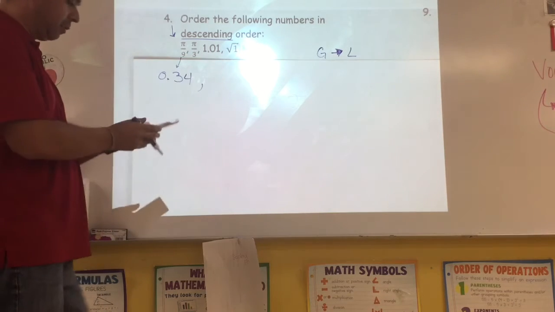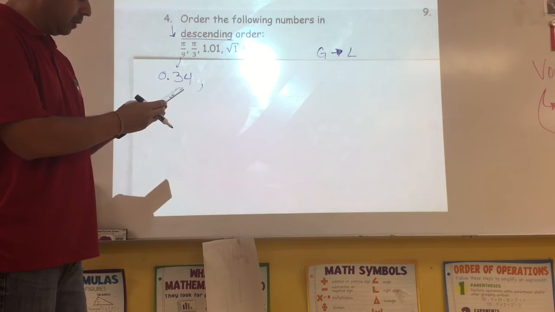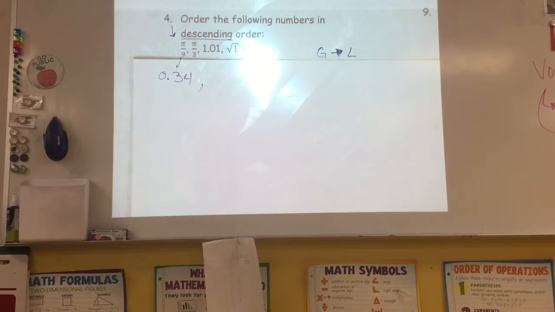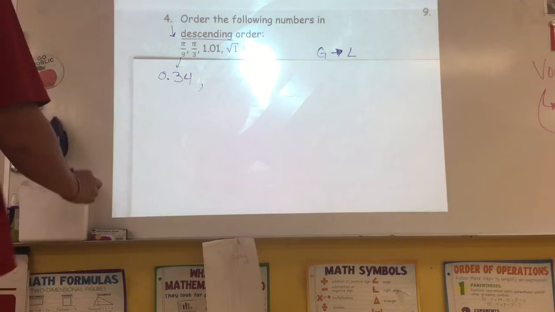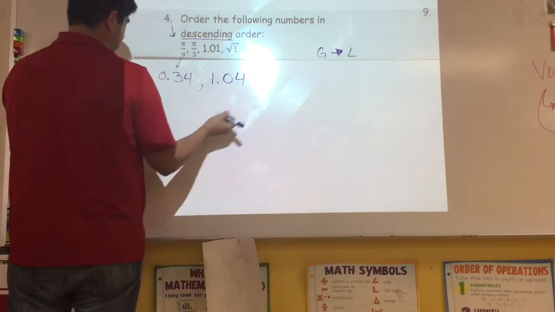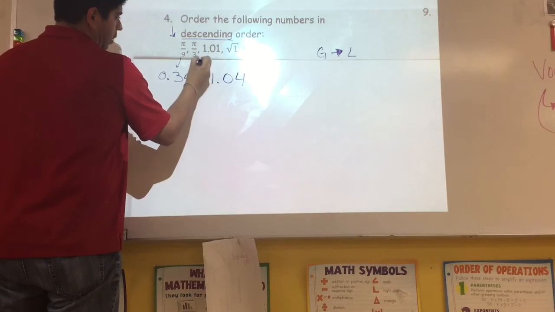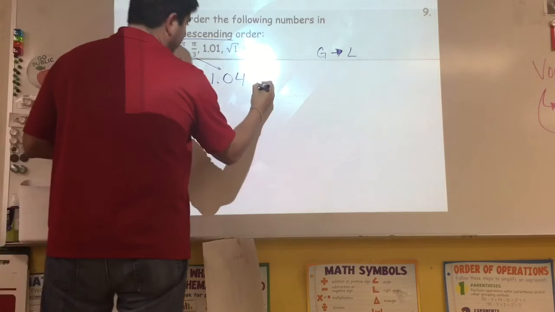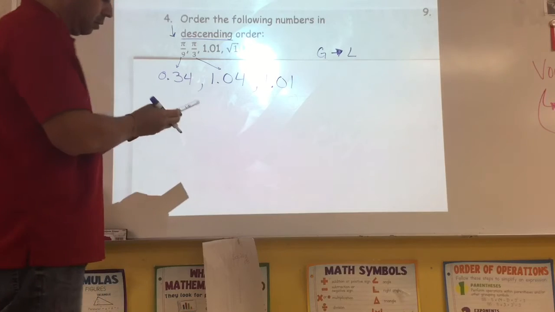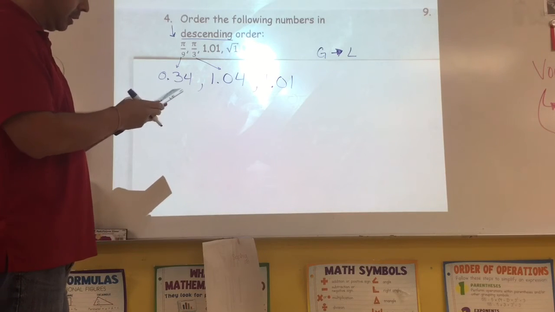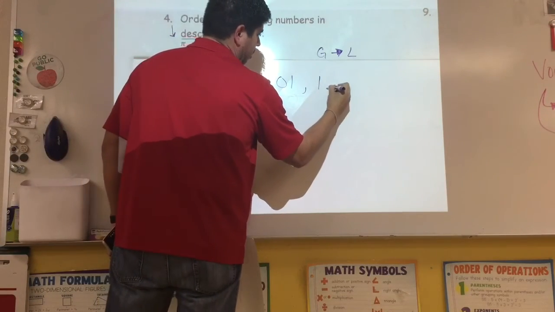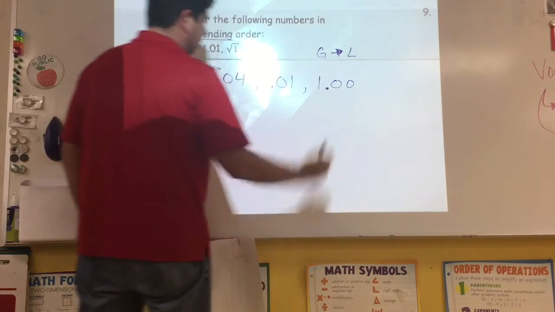So now pi divided by 3. 3.14 divided by 3. Hit enter, I get 1.04667, but we'll just stop it there. Okay, that's that one. 1.01 is already in decimal form. And then the square root of 1. So I'll hit square root, put 1 inside, hit enter, that's just 1. So you can put 1.00 just to make it look like the others.